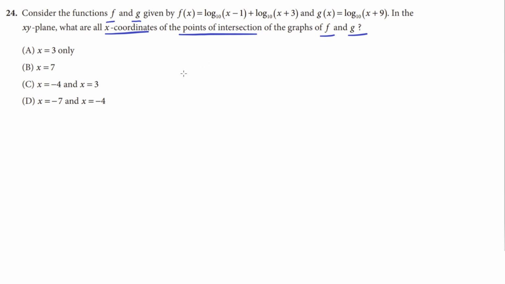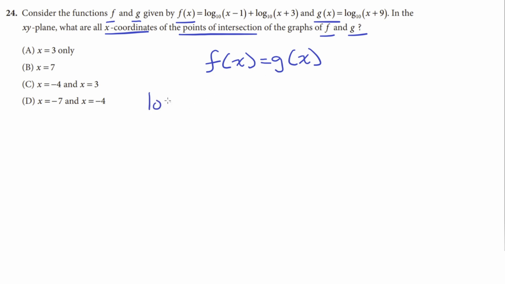So we need to find the x coordinate of the points where f and g intersect, meaning we need to find where f of x and g of x are the same. We can do that by setting f of x equal to g of x and solving for the value of x where this is true.